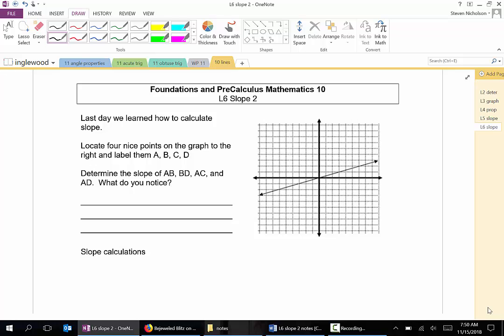So what I'd like you to do is pause the video and pick 4 nice points on this line and calculate the slope from A to B and B to C and A to C and A to D. So whatever points you pick, it really doesn't matter. So pause the video, pick some nice points, label them A, B, C, and D, and then calculate the slope on the little parts that I've asked you to do.